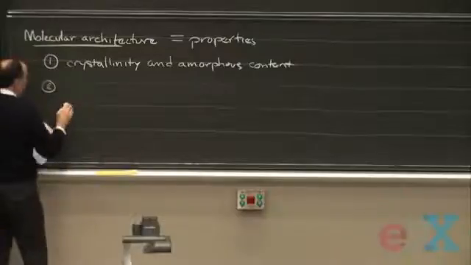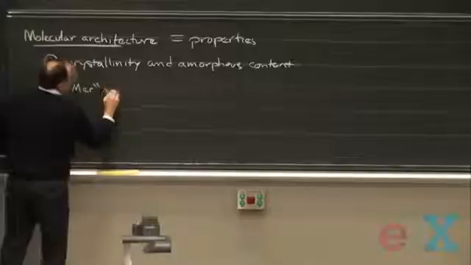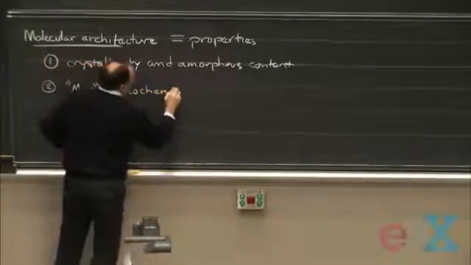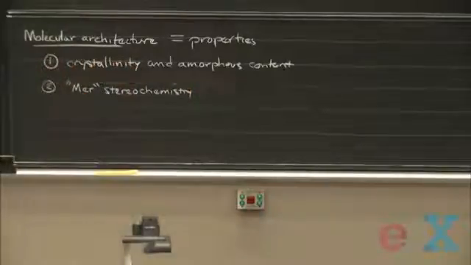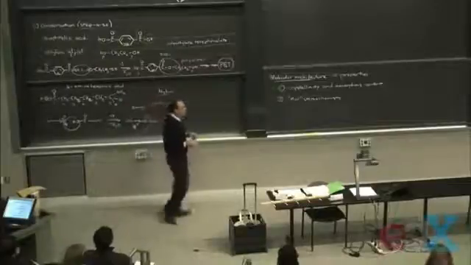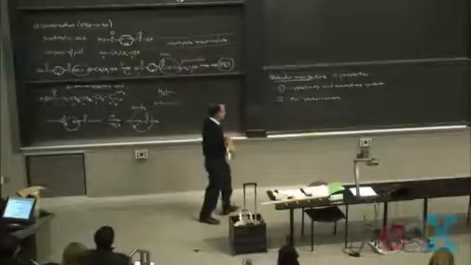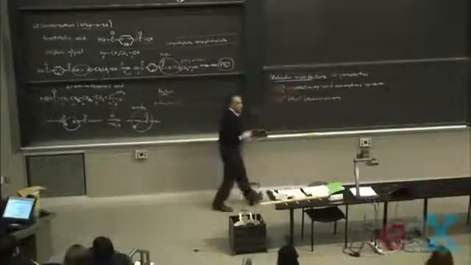Two is what I'm calling the mer stereochemistry. The mer is the repeating unit. The repeating unit we'll find can have stereochemistry, and that stereochemistry affects properties, just like the degree of crystallinity or the amount of amorphous material will affect its properties.